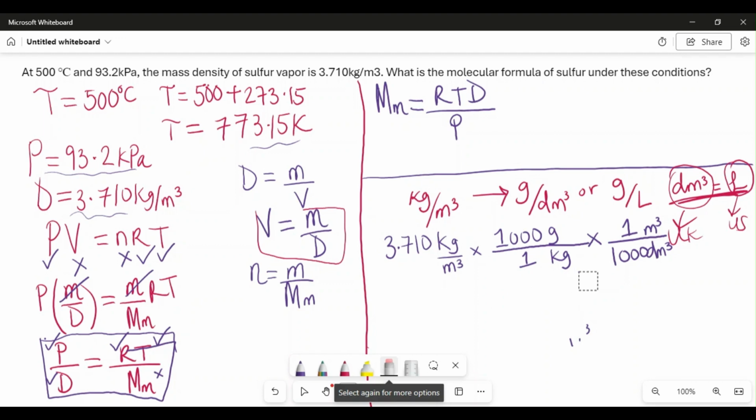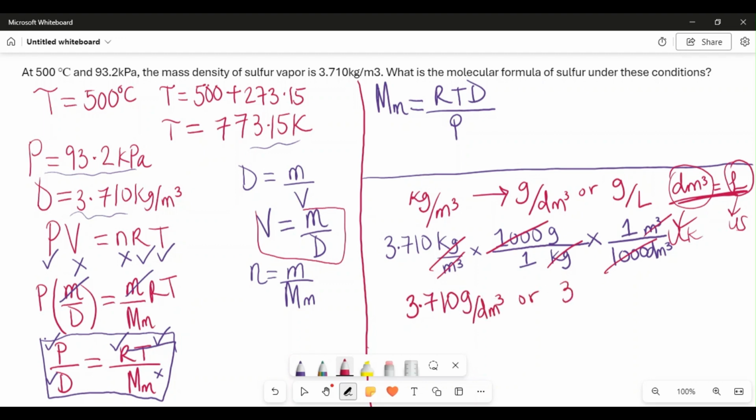And that is it. Like, that is literally it. So we go on to cancel out the kilograms and cancel out the meter cubed. And what you end up with is gram per decimeter cube. But the thing now is we have a 1,000 up top, we have a 1,000 at the bottom. So we just simply cancel that out and we write the new unit conversion of the value to be 3.710 gram per decimeter cubed, or 3.710 gram per liter. So that is how it's done.